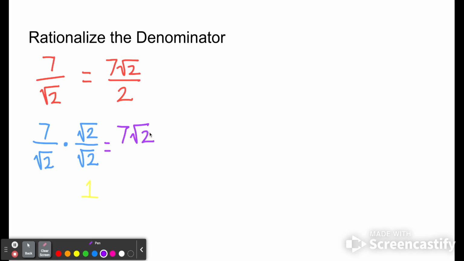We can't multiply those together since we can't take the square root of 2, and order of operations says we have to take the square root before we multiply. So that is our numerator. In the denominator, we did a little trick here. So we took the square root of 2 times the square root of 2.